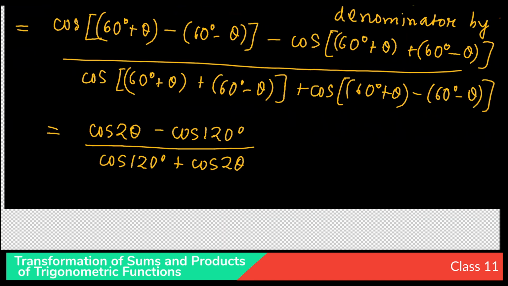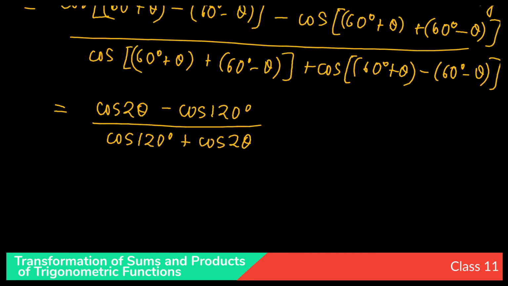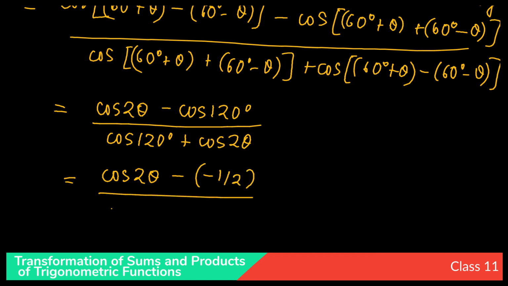Okay. Now cos 120 means what? It is cos of (90 + 30), that means it is minus sin 30. Minus sin 30 means minus half. So cos 120° is actually minus half. So I can write (cos 2θ minus half) by (minus half plus cos 2θ).